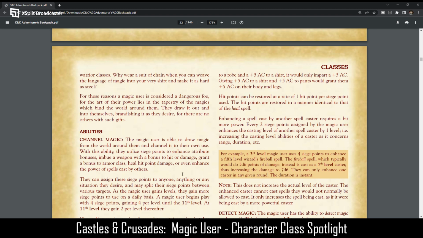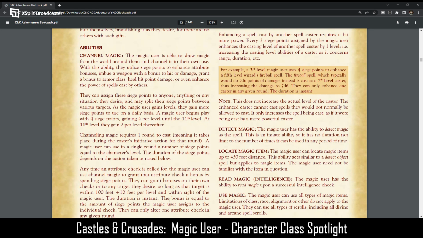For example, a 3rd level magic user uses 4 siege points to enhance a 5th level wizard's fireball. The fireball spell, which typically would do 5d6 of damage, instead is cast as a 7th level caster, thus increasing the damage to 7d6. They can only enhance one caster in any given round. The duration is instant. Note, this does not increase the actual level of the caster. The enhanced caster cannot cast spells they would not normally be allowed to cast. It only increases the spell being cast as if it were being cast by a more powerful caster.